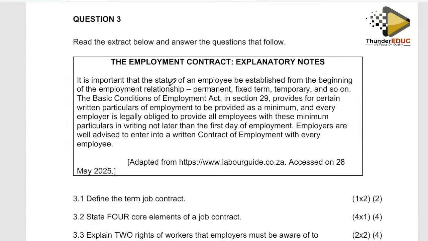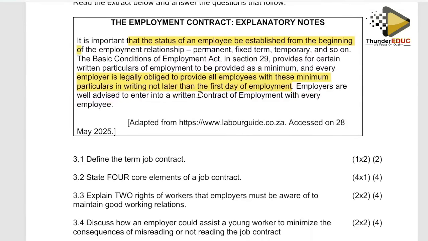It is important that the status of an employee be established from the beginning of the employment relationship. Permanent, fixed term, temporary, and so on. The Basic Conditions of Employment Act in Section 29 provides for certain written particulars of employment to be provided as the minimum, and every employer is legally obliged to provide all employees with these minimum particulars. Employers are well advised to enter into a written contract of employment with every employee.